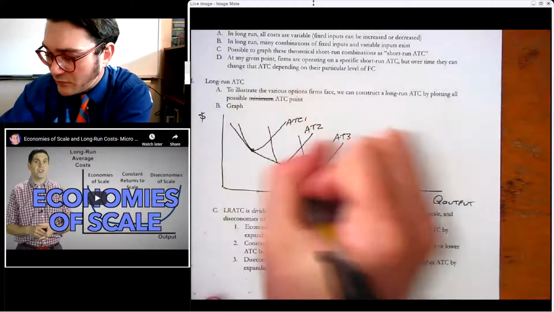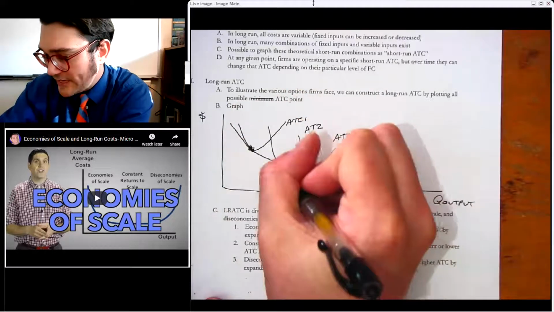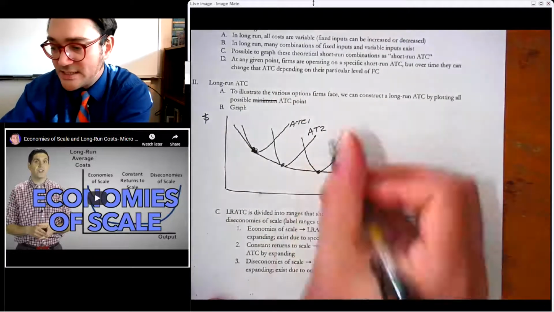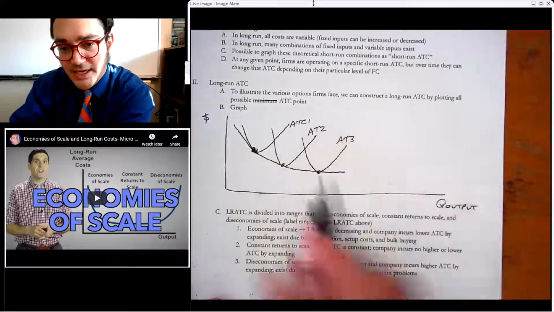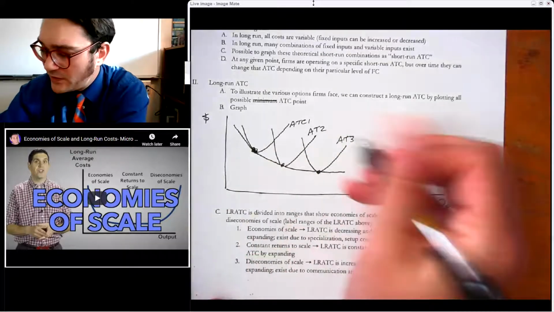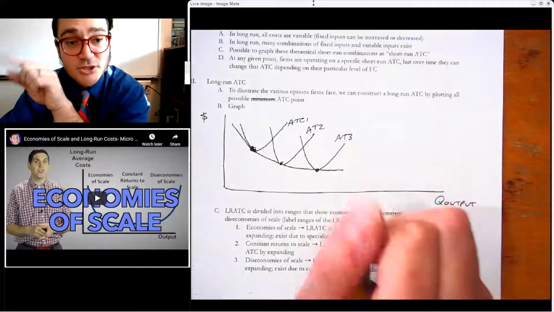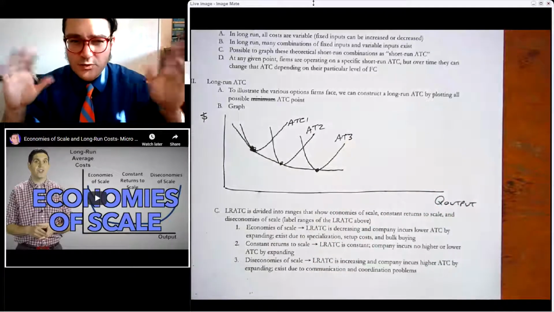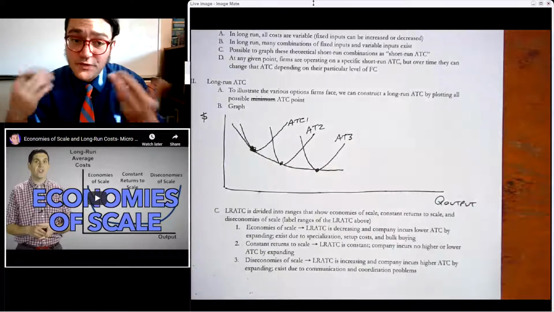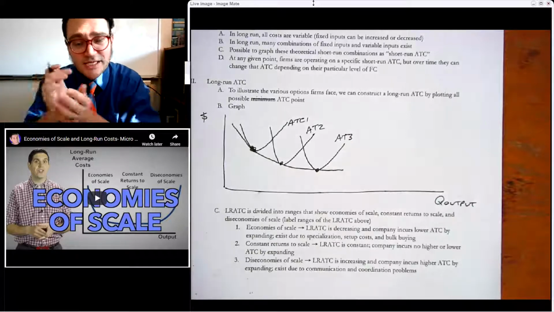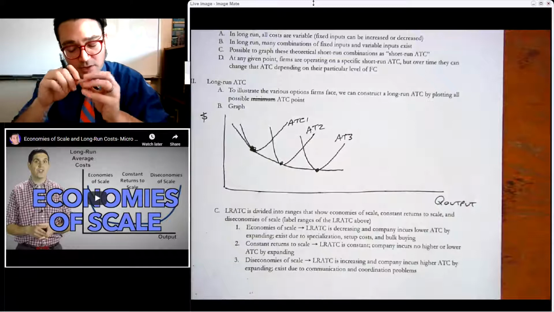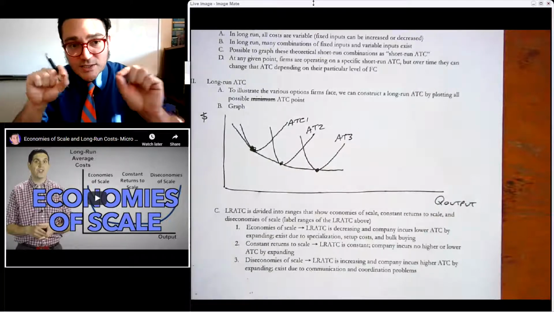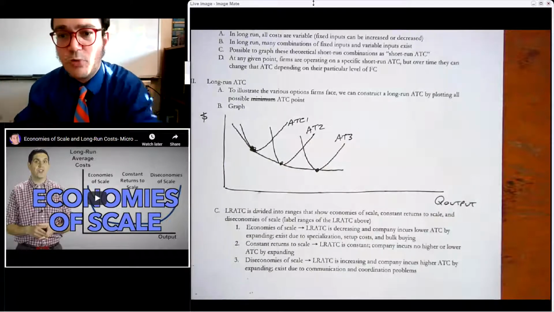Now, I've drawn it here like that. And what's actually going on is that this minimum line that we're connecting the dots with is actually a result of tangencies to the ATCs. And that's a mathematical level that we don't really need to care that much about for this class. But in the future, if you were to go further, the long run is actually a combination of all of the points where there's a tangent line to all of those ATCs.